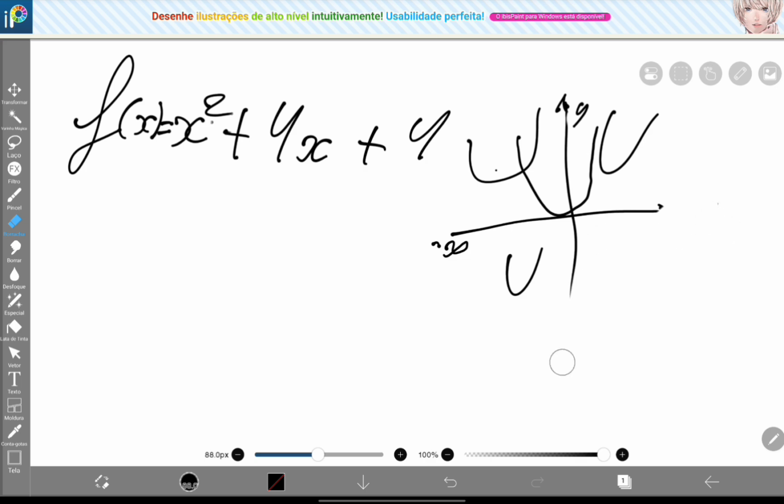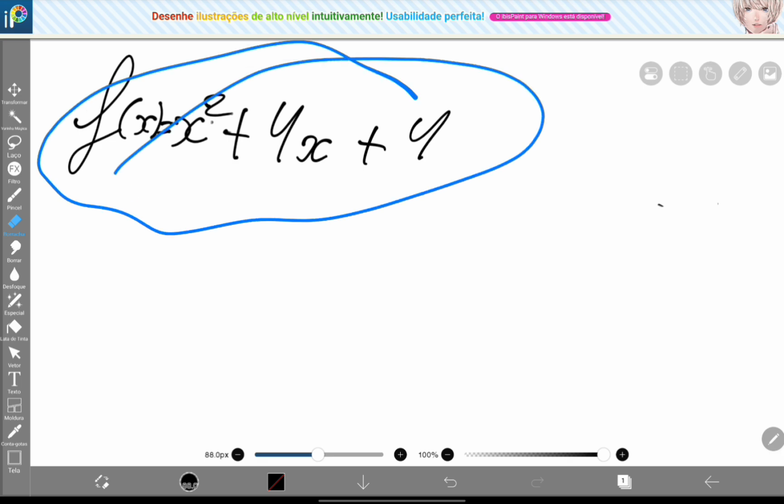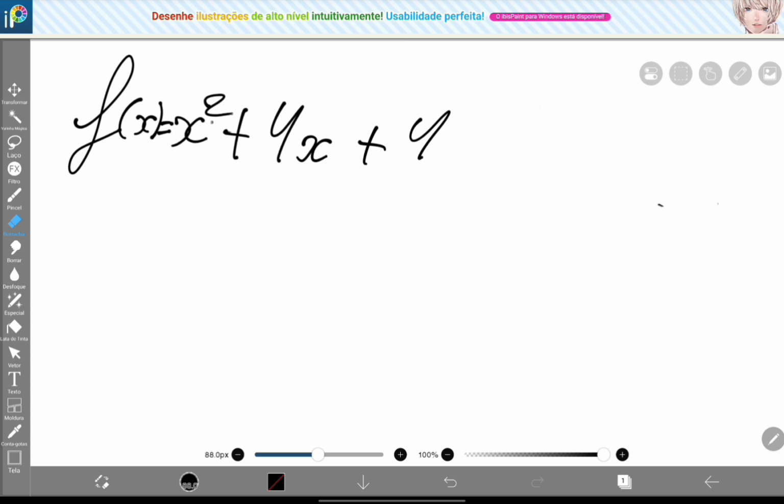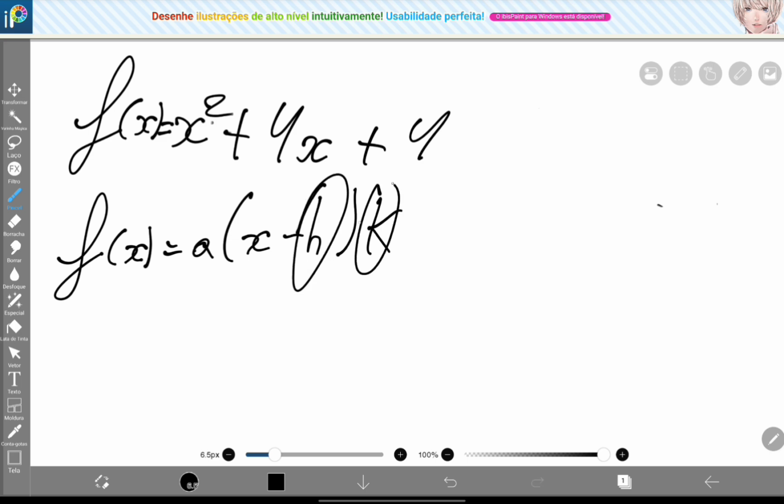We can know how it looks like if it looks like this: y equals a(x minus h) squared plus k. So a has no letters next to it, so we can know what it looks like by these two.